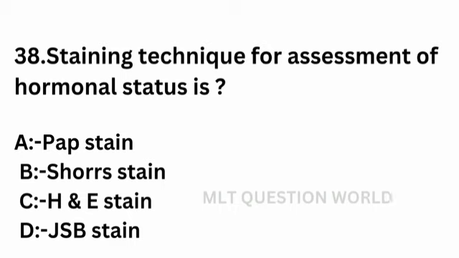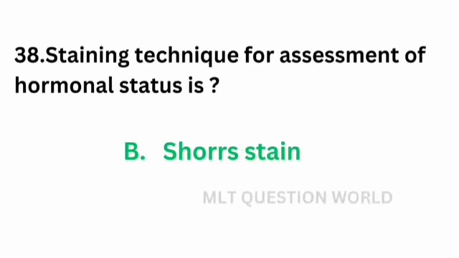Question number 38. Staining technique for assessment of hormonal status is option A Pap stain, option B Shorr stain, option C H&E stain, option D JSB stain. The correct answer is option B Shorr stain. Staining technique for assessment of hormonal status is Shorr stain.